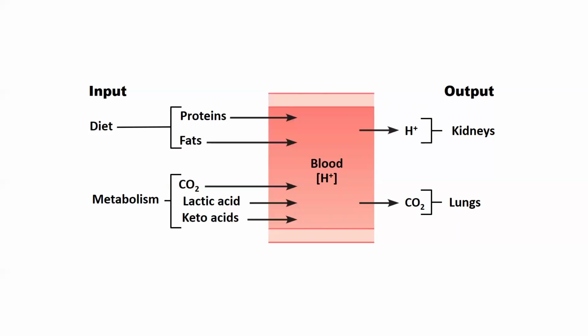These are the inputs. The outputs would be the kidneys and the lungs. The kidneys have the ability to secrete hydrogen ions into the urine. We'll see the parts of the tubule where that occurs, as well as carbon dioxide. Carbon dioxide is basically a biological acid. And so when we breathe that carbon dioxide out of the lungs, we're getting rid of that acid. So these two outputs, the kidneys and the lungs, are very important in balancing the acid-base in the body.